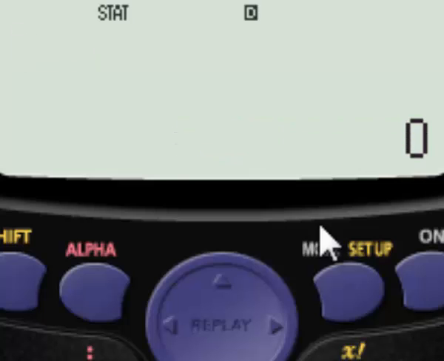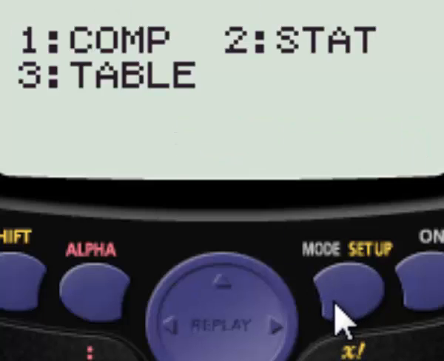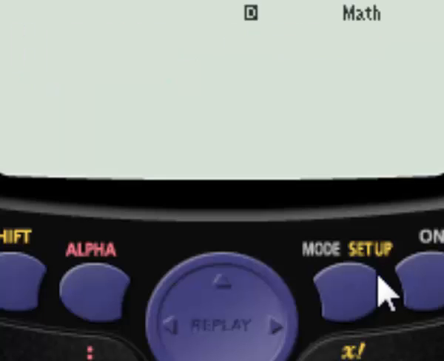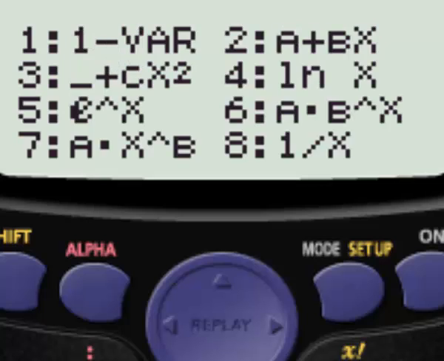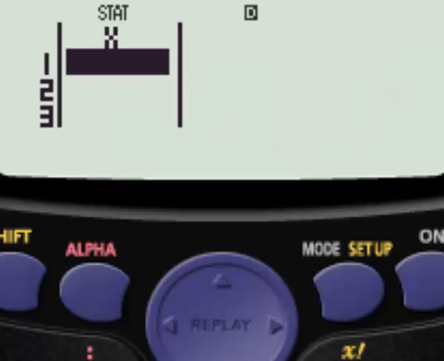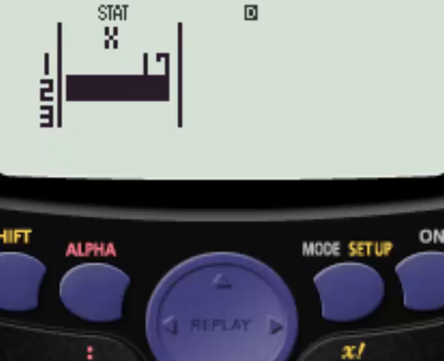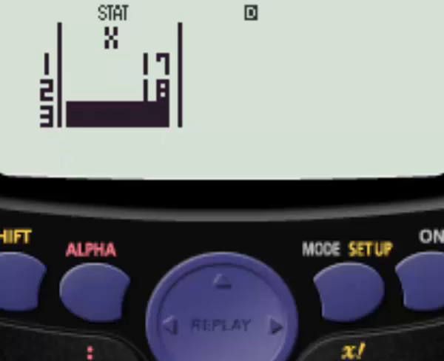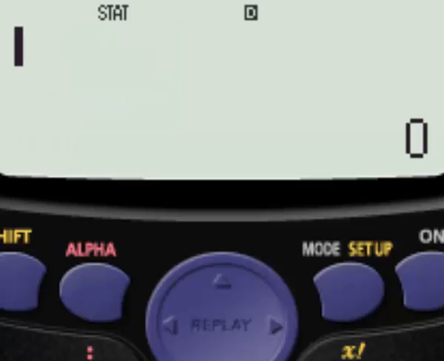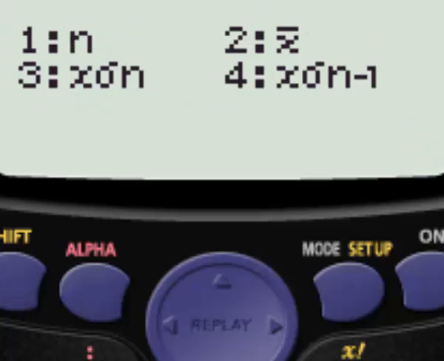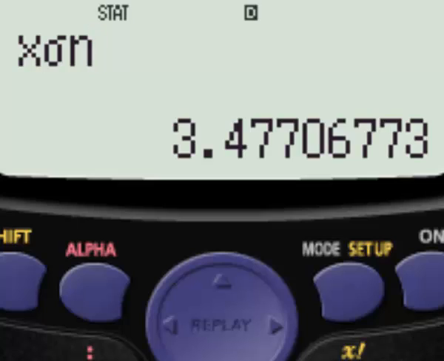If you want to get back to normal, you go mode 1, and now you're back to normal. So let's do it again. It's mode 2, then 1 for variance. Then you enter the scores: 17, 18, 20, 22, 23, 24, 25, 25, 27, 28, each followed by equals. Then you cancel, go shift, down to stat, push 4 for variance and then 3, and you'll get your standard deviation there.